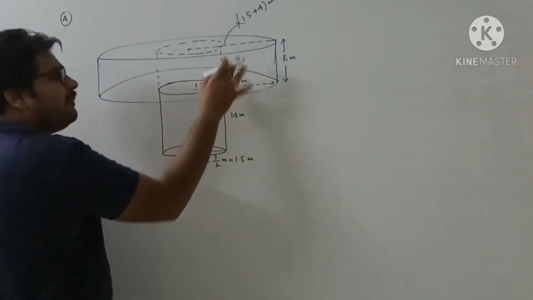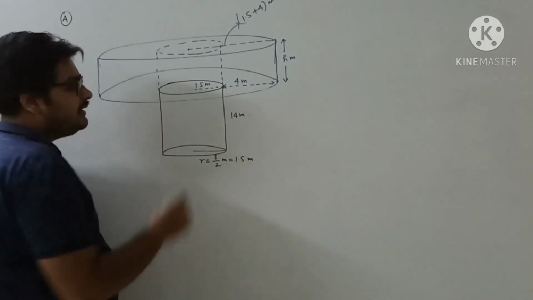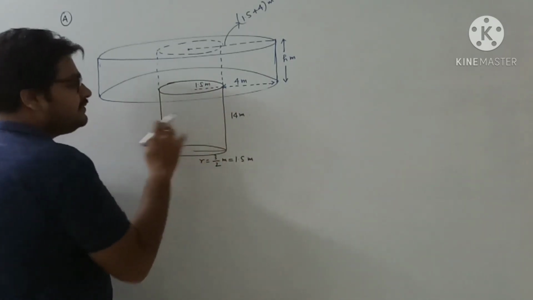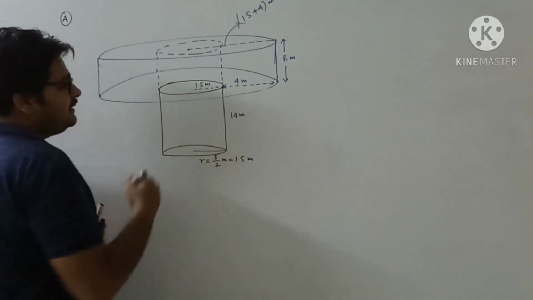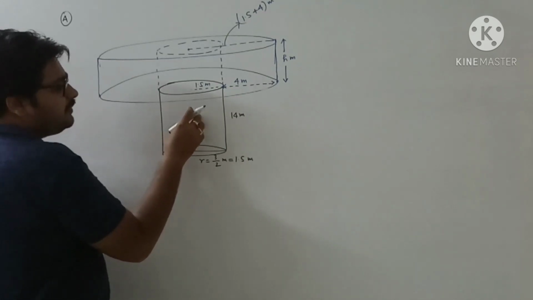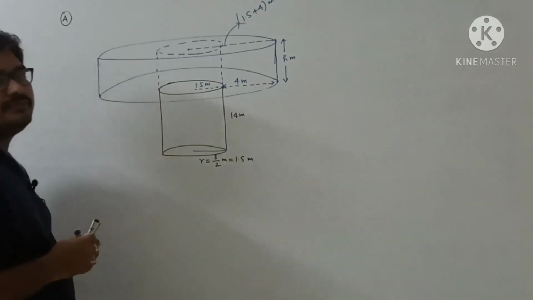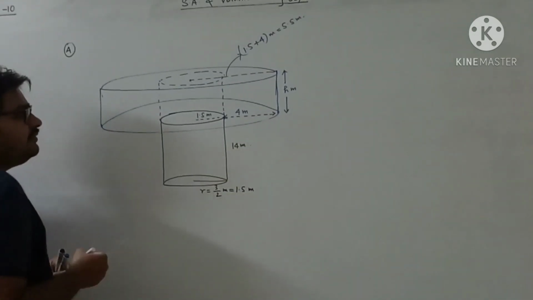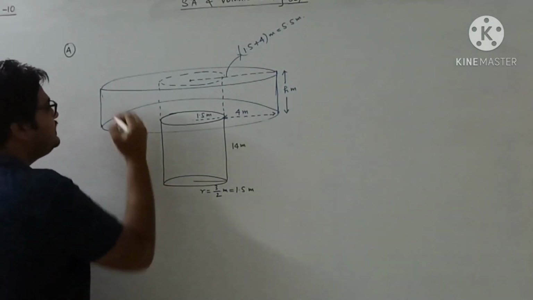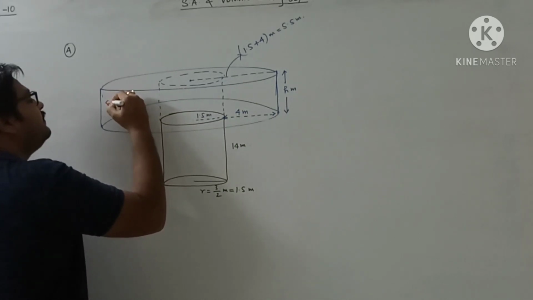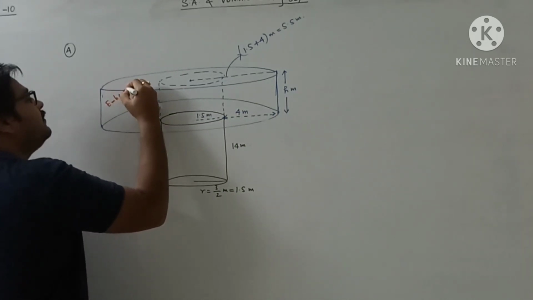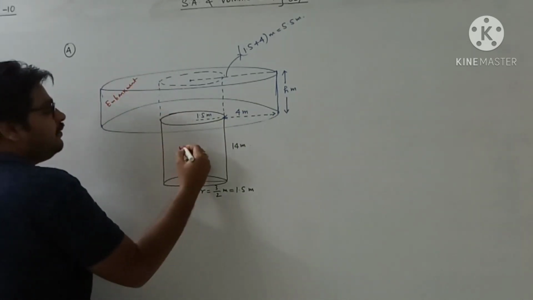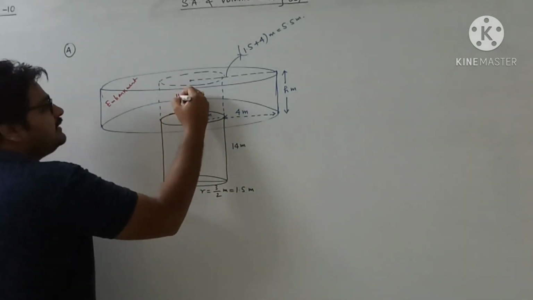to get the volume of the embankment, and that should be the volume of the well, because only from the well the earth has been dug out. So we can write like this. This is the embankment. This is the well, and this is the hollow part.